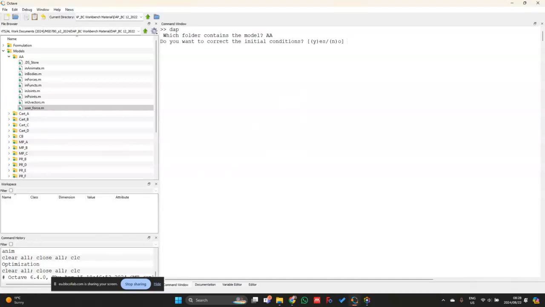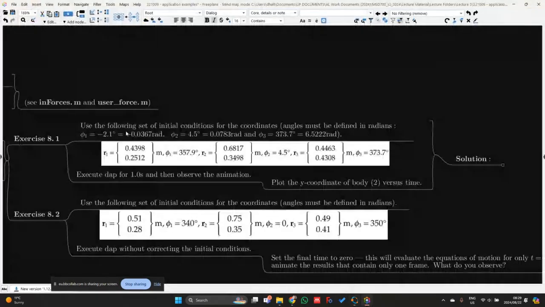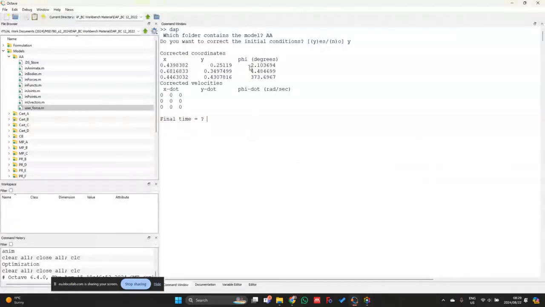Although we know that the coordinates are correct, it's usually good practice to correct them in any case, since we have some truncation errors or round-off errors that are also present in our original hand calculations. So I'm going to say Y over here, and we can see that the values I get do correspond to what was given in this file. Here you can see that phi1 was specified as minus 2.1 degrees, but if we look at the corrected coordinates, it's minus 2.103694. So it adds some additional digits to ensure continuity.